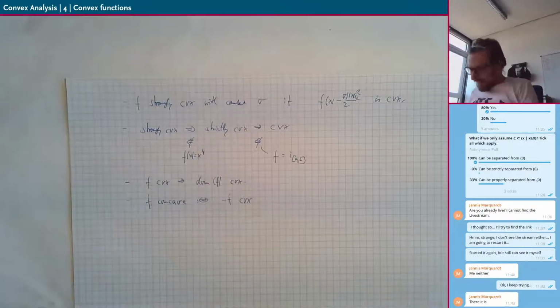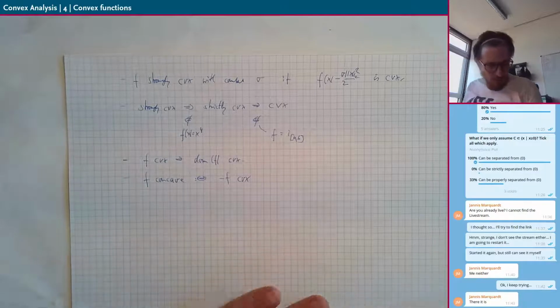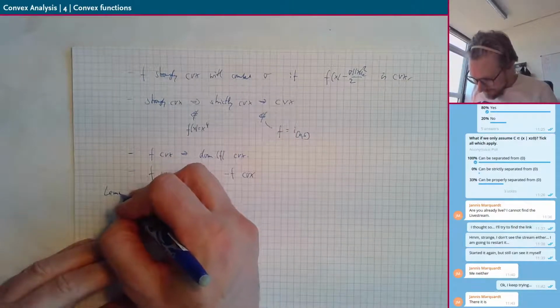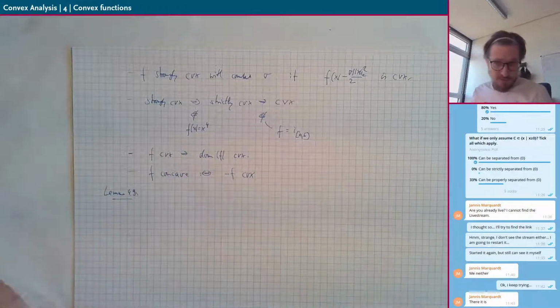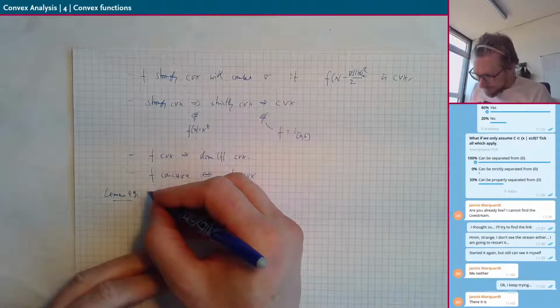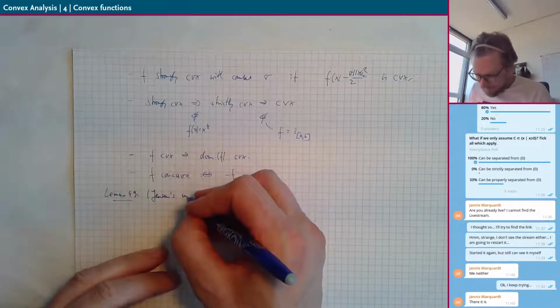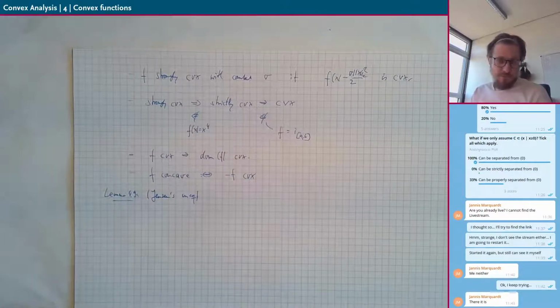Okay, and then there are still two results to go, two lemmas which we're going to need. The first lemma is straightforward to prove by a simple induction, but it's pretty important. It's called Jensen's inequality. You probably also know that from stochastics or wherever.